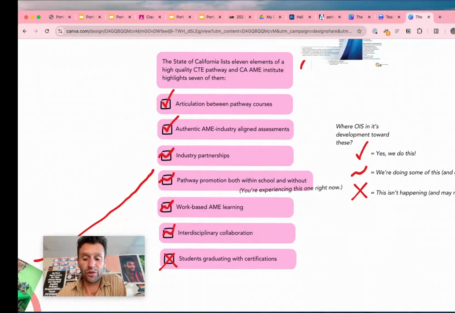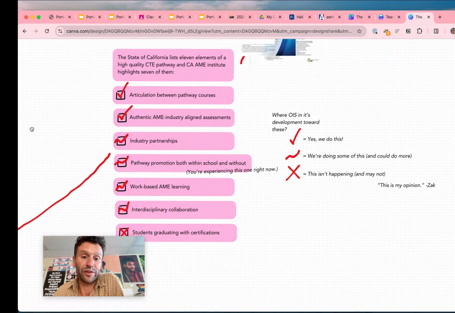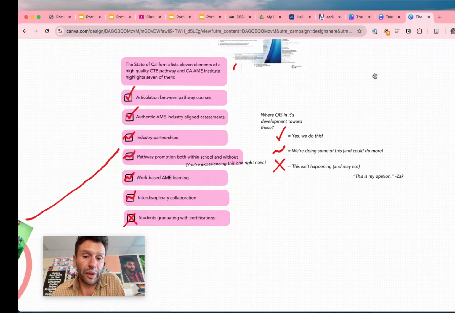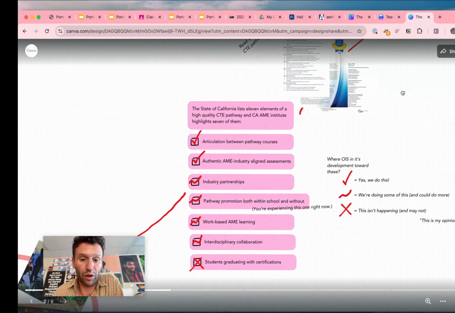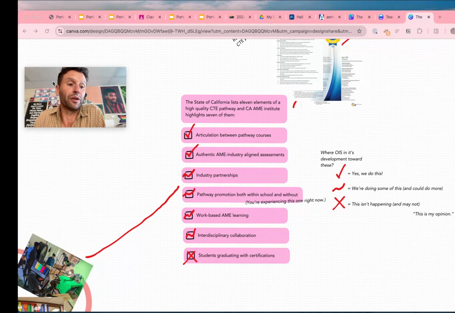That's my dream. So there are these organizations. The state of California has a whole office for CTE, and there is an org called the AME Institute, which is a nonprofit working specifically with arts, media, and entertainment pathways. These people will tell you what makes a good CTE pathway. What are the things that you need to see? The state of California lists 11. The AME Institute, the one that's specifically about arts, has a nicer list of just 7, and they are here.